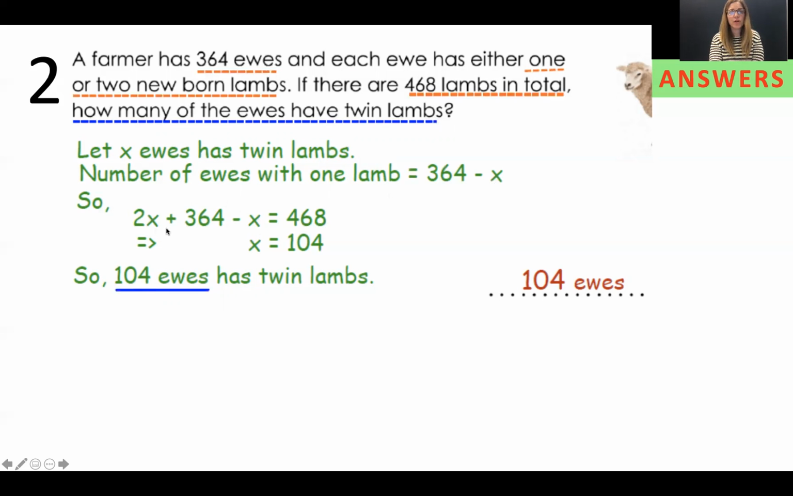I can simplify this, and that is going to give me just x on its own here. I can subtract 364 from both sides, gives me x equals 104. So that means 104 of our ewes have twin lambs. Again, you can check that by substituting it back in and making sure that you end up with the correct answers of 468 lambs and 364 ewes.